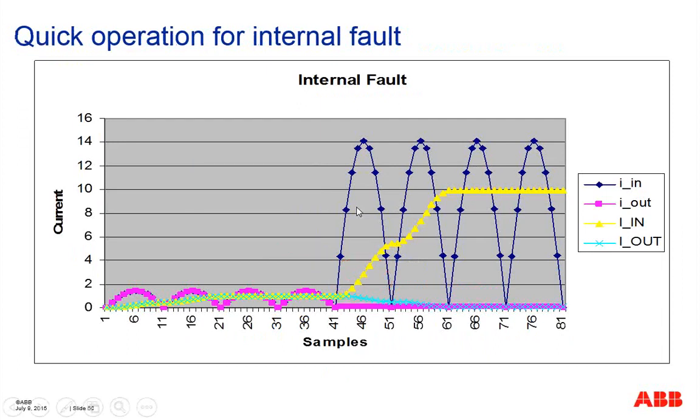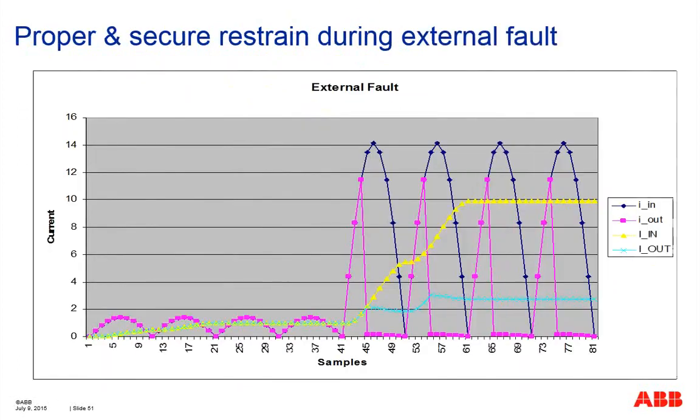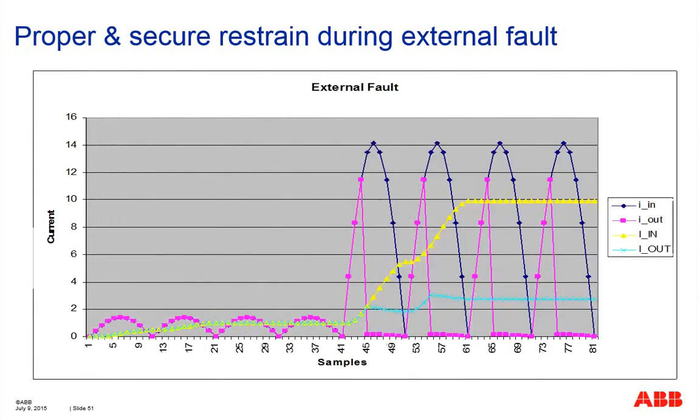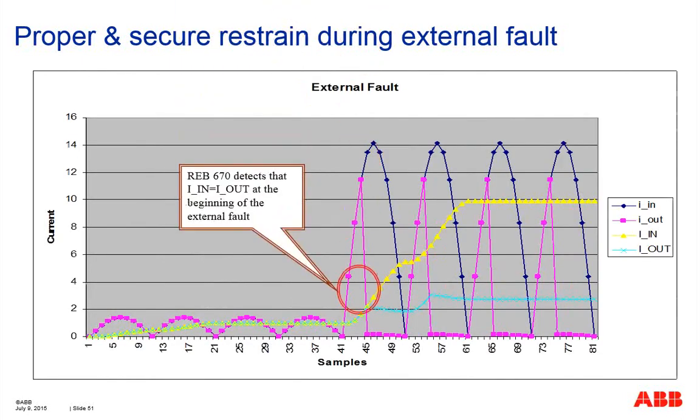So this is why it's critical to have at least 3 milliseconds of non-saturating time. You can see IL try to match it, and based on this, the relay will know that I see my IN and IL rise simultaneously. At least for this short period of time, I can conclude that it's an external fault, and then I will restrain. I will block the operation based on that.